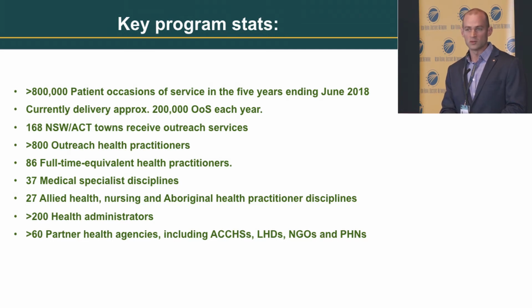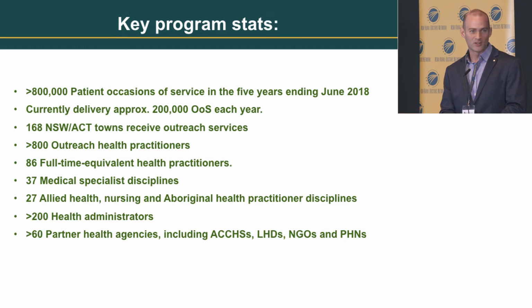And some remote communities will never have a full-time cardiologist or a full-time dietitian or nurse practitioner. And outreach is the solution that they can have access close to where they live. If you added up all those hours that those 800 clinicians work, it's almost 90 full-time equivalent health practitioners. But they represent 37 medical specialist disciplines, and those are actually categories of disciplines. There's lots of subspecialties of pediatricians and general physicians and other things, and another 27 allied health, nursing, and Aboriginal health practitioners. Those are the disciplines that they represent, and that just demonstrates the breadth of need in rural communities and how we've worked together to identify what those needs are and respond to them.